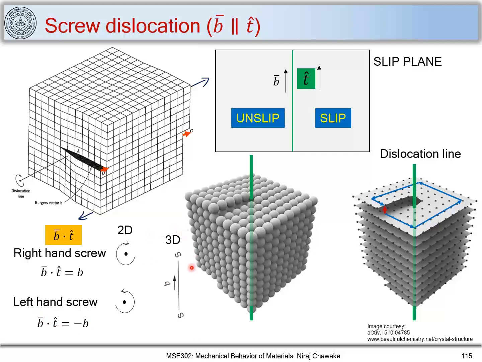One more important point I would like to tell you is that the 3D symbol is represented in this fashion, where you mark this S or a dollar symbol and you put a Burgers vector along this dislocation line vector. This is a 3D symbol.